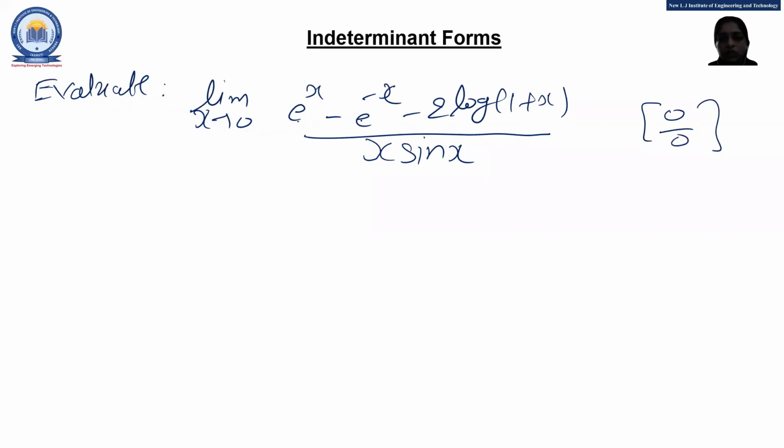See, this one is 1 minus 1, and this one is 0. So this one is again 0 by 0 form. So you have to apply L'Hospital rule, and by applying L'Hospital rule 2 times, you get your final answer, and that is 1.